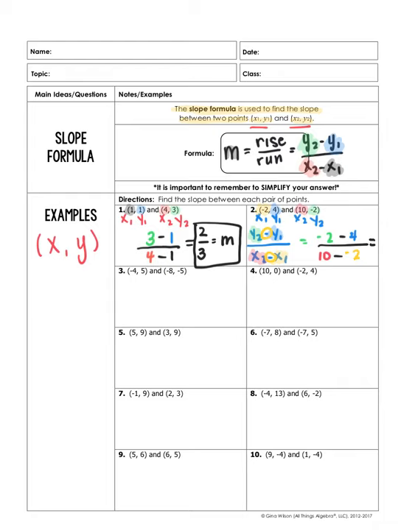-2 minus 4 is -6. 10 minus -2, minus a negative, remember, is like plus a positive. So 10 plus 2 makes 12. Now make sure you simplify or reduce your answer. So -6 divided by 12, put that in your calculator. You should see it reduces to -1/2. So my slope is -1 over 2. All right, now I would like you to try number 3 and 4 on your own.